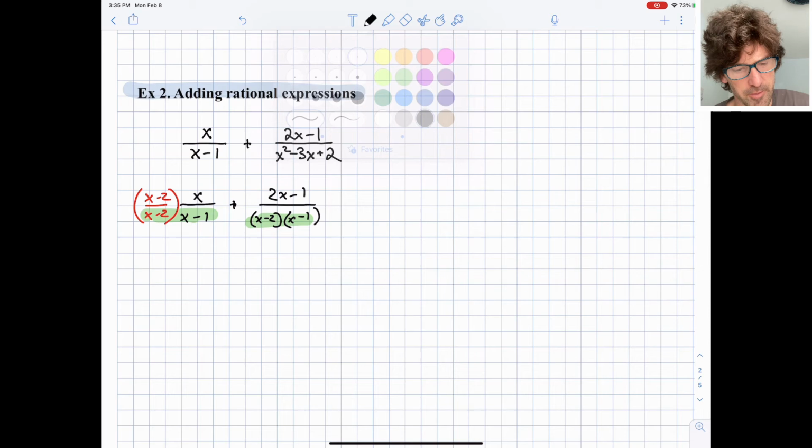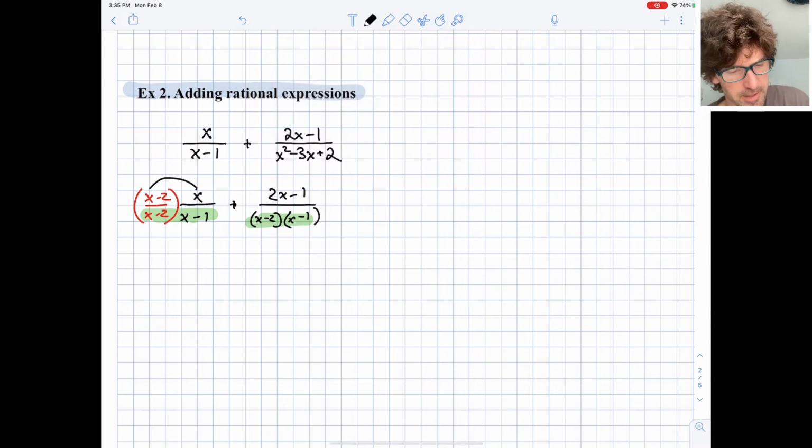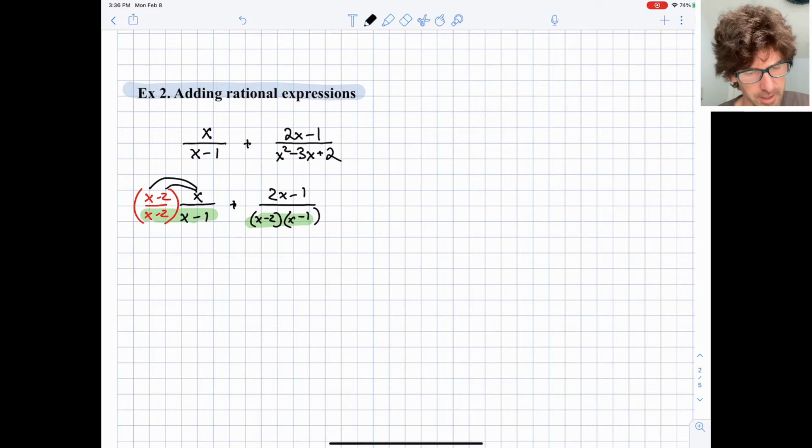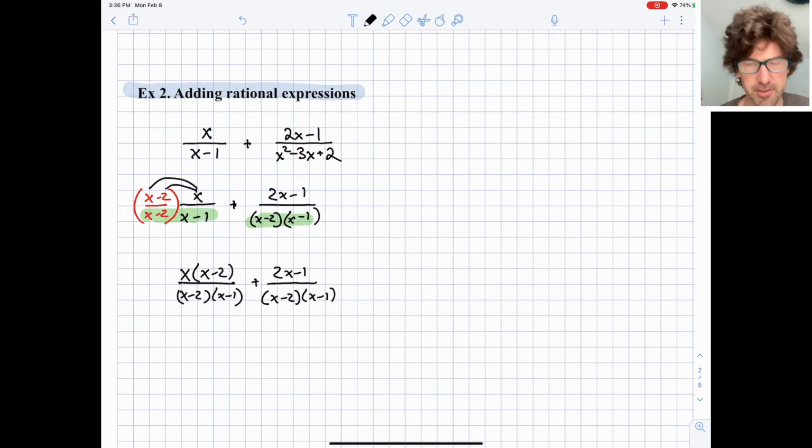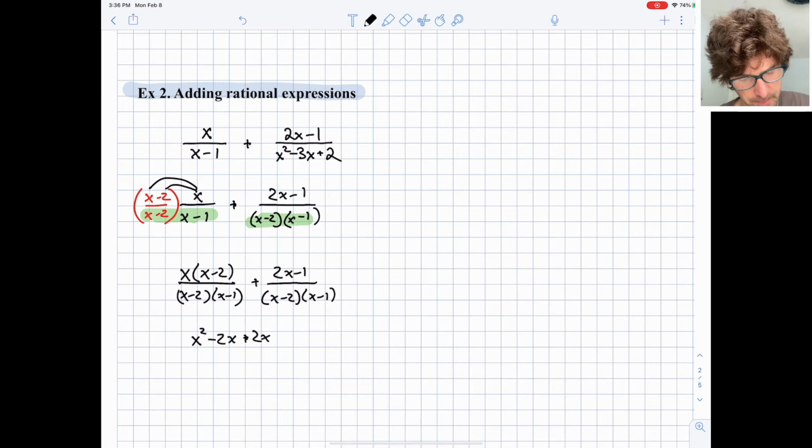Okay, so let's be careful with the distributive property here. We have x times x and x times x minus 2, and I'm just going to not try to do too much at once here. I'm going to write down my work. So x times x minus 2 over x minus 2 times x minus 1 plus 2x minus 1 over x minus 2 times x minus 1. We have common denominators. Let's get them into one simple fraction, and I'll do that distributive property now.